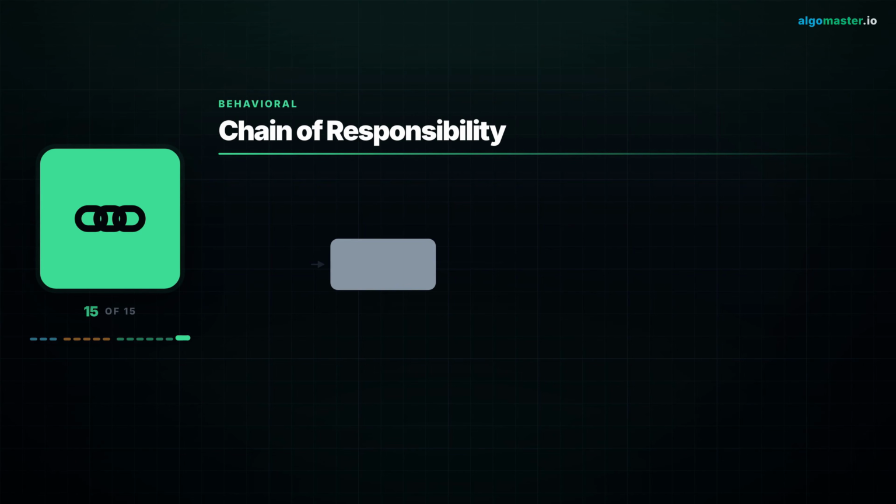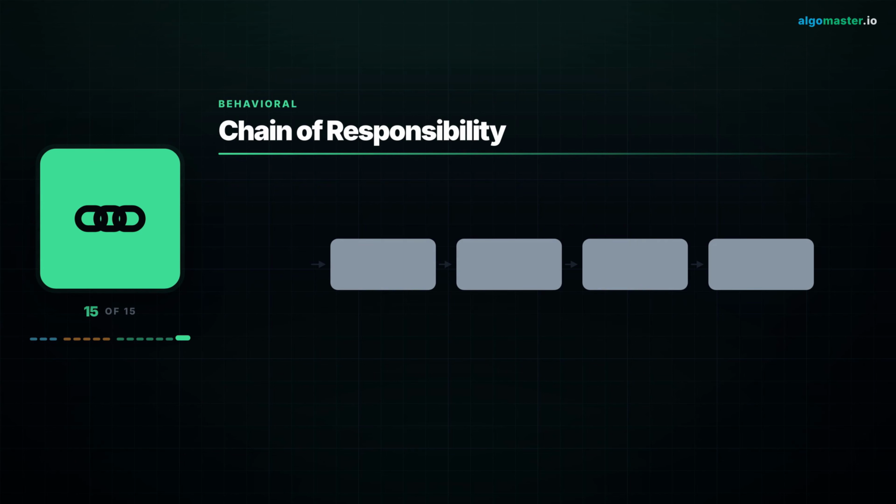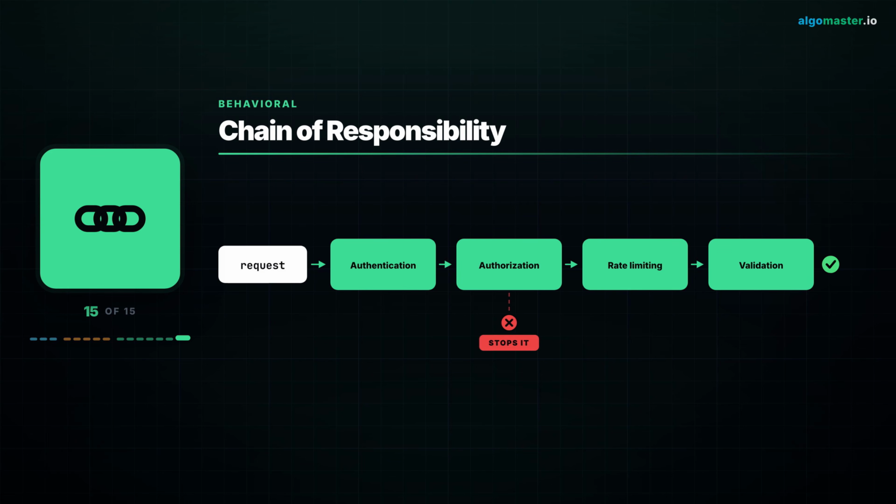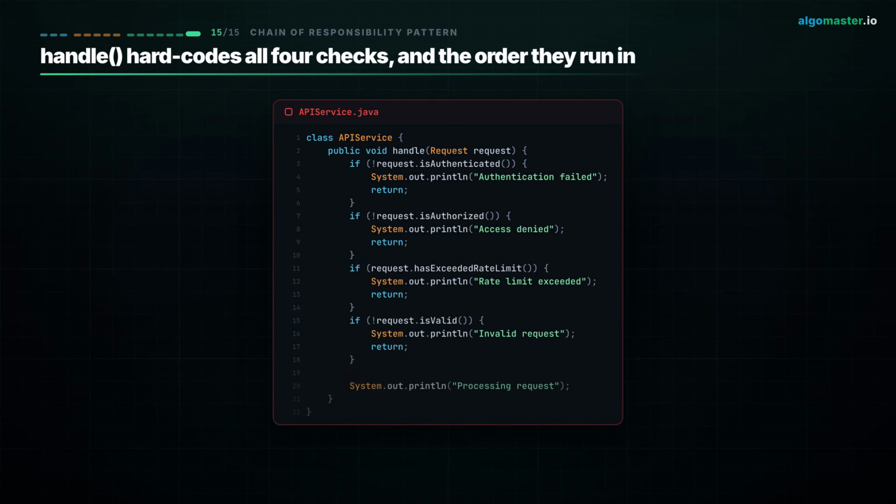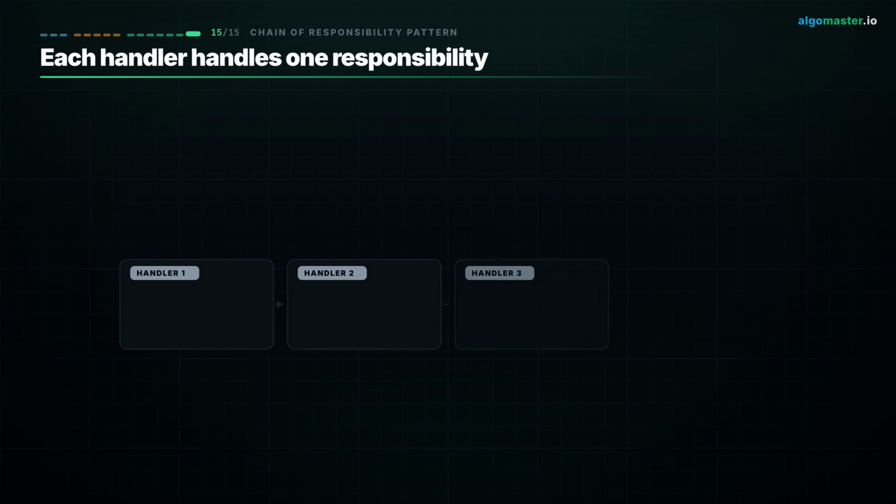The final pattern in the chain is the chain of responsibility pattern. This pattern lets you pass a request through a sequence of independent handlers. Each handler performs one part of the processing and either stops the request or forwards it to the next handler. Imagine an API request that must pass authentication, authorization, rate limiting, and validation. Putting every check inside one method creates a long conditional that is difficult to reuse or rearrange. This is where the chain of responsibility pattern helps.